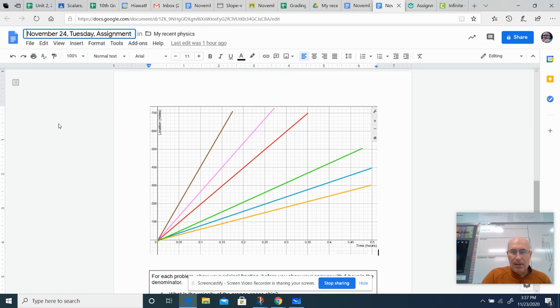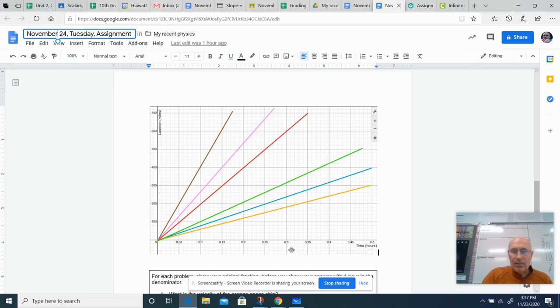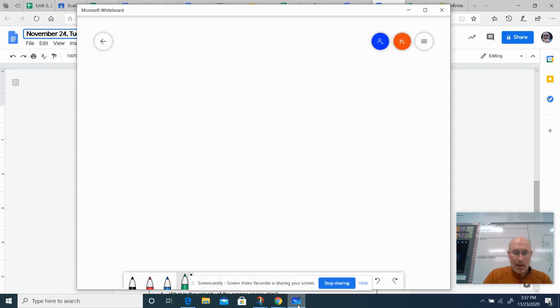Oops, my whiteboard disappeared. I'm going to write 300 miles. Whoa, it's going away. I'm going to try again to write 300 miles for 1/2 hour, 0.5 hour. How do I make that into a number over 1?